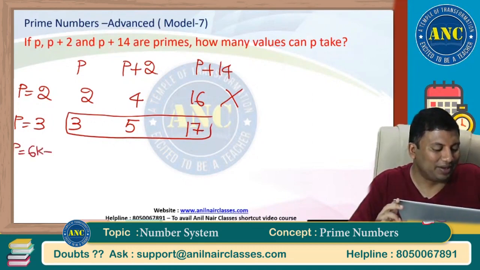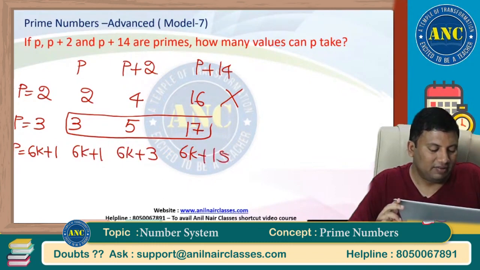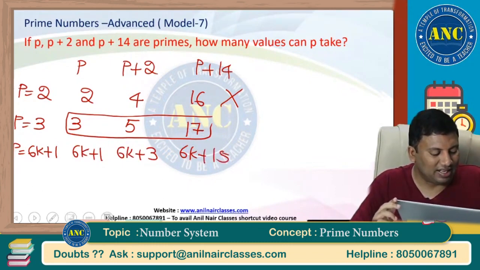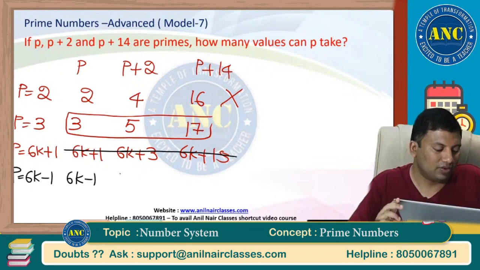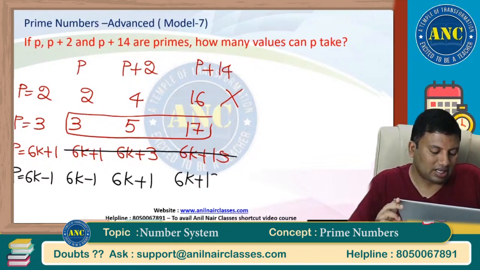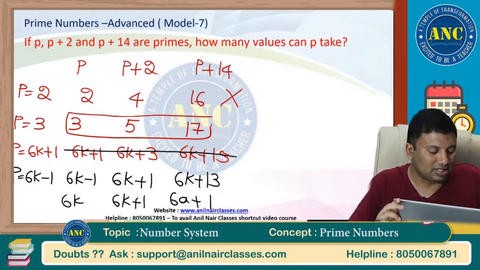Pythagoras is coming into my mind. 6k plus 1, 6k plus 3, 6k plus 15 are divisible by 3. 6k plus 3 is divisible by 3. These are also divisible by 3. Not possible. P is 6k minus 1, then 6k minus 1, 6k plus 1, 6k plus 13. 6k plus 13 is 6a plus 1. This is 6k plus 1, this is 6k minus 1.